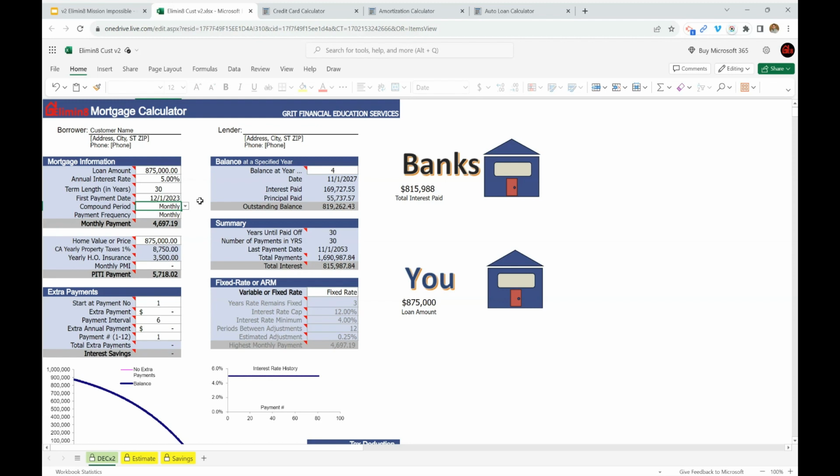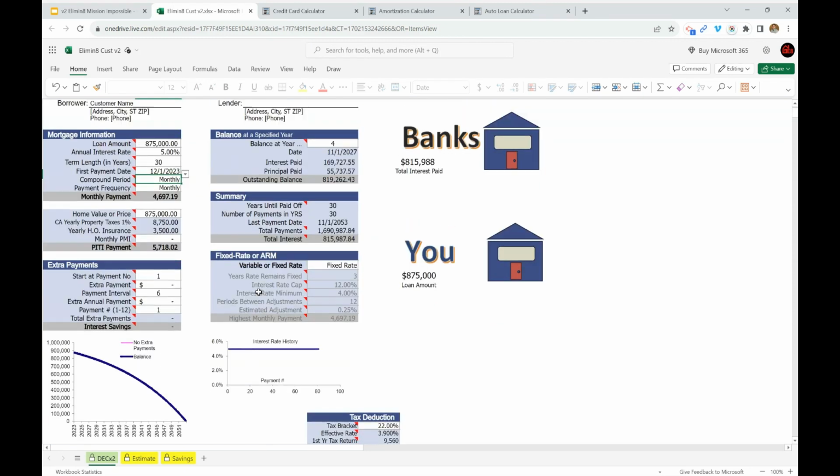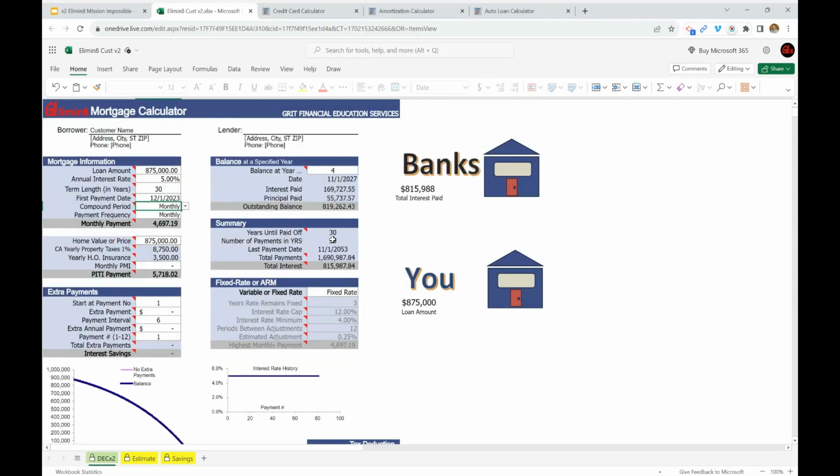You have all these loans, all these numbers, and as you can see, we didn't do anything here. We didn't add anything. So as you can see, you will be paying your house in 30 years, and the total payment that you are going to be paying in total will be $1,690,987, right? And the total interest that you paid for the whole mortgage loan is $815,000, which I put in here.